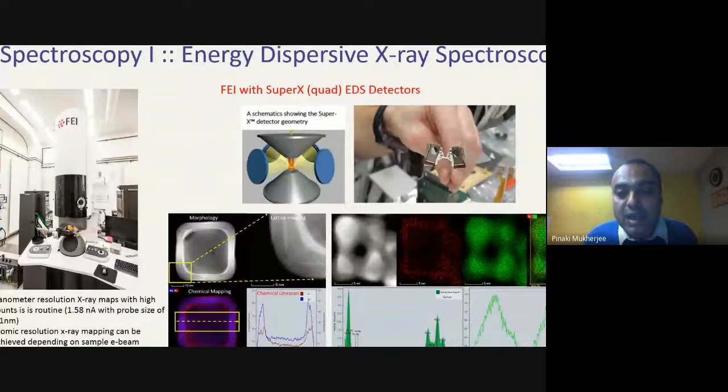And we can get a very high quality map within a few minutes, which was not possible even 10 years ago. To get a quality X-ray map, we used to wait for 30 or 40 minutes, and by that time your sample would move, and things were very messy, so to say. But nowadays we have very nice detectors where we can collect X-rays, and at the same time we can get crystal structure information from the same area.